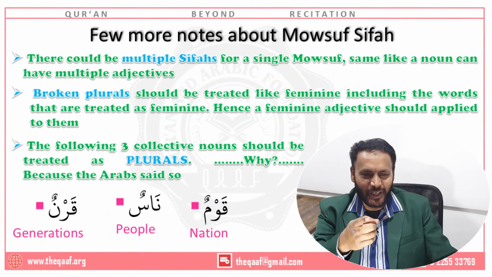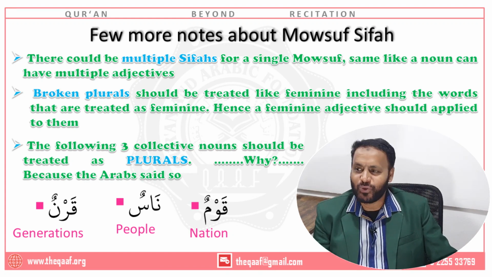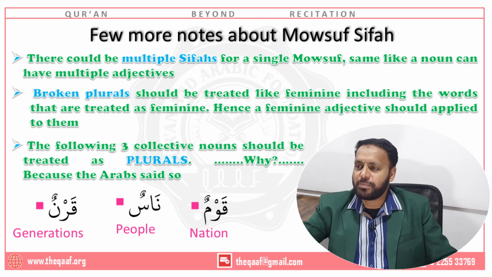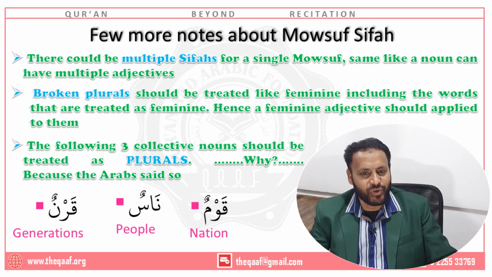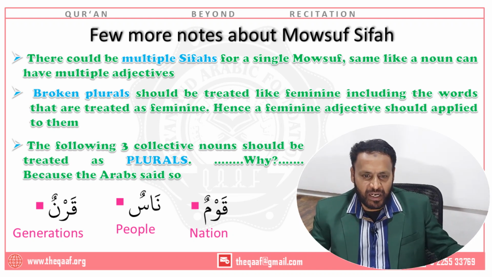I don't know whether you are mind readers or slide readers, but that's the answer on the screen. There could be multiple sifas for a single Mawsuf, same like a noun can have multiple adjectives. Just like in any other language, I could say a tall, smart, hardworking, honest man. How many adjectives can I add to the man? As many as you want. Just go on adding.